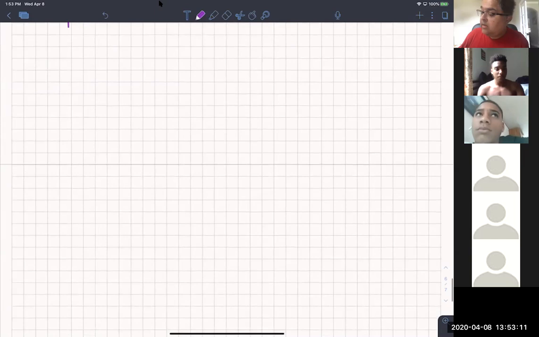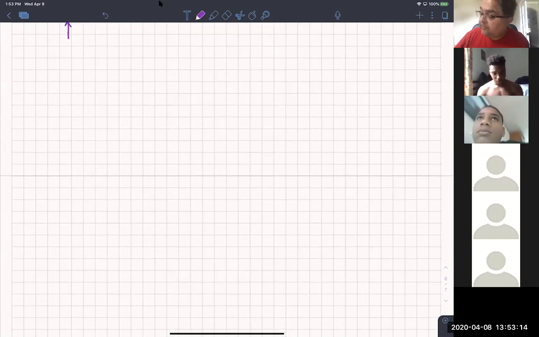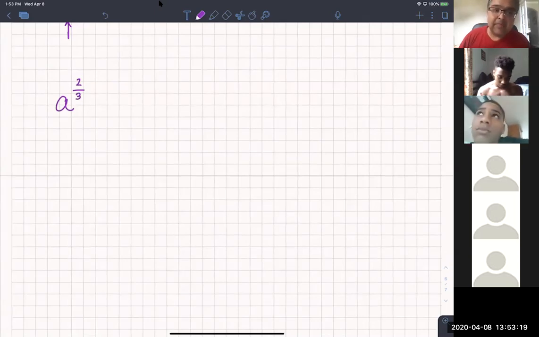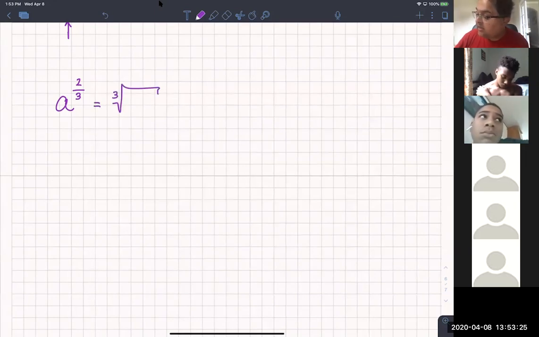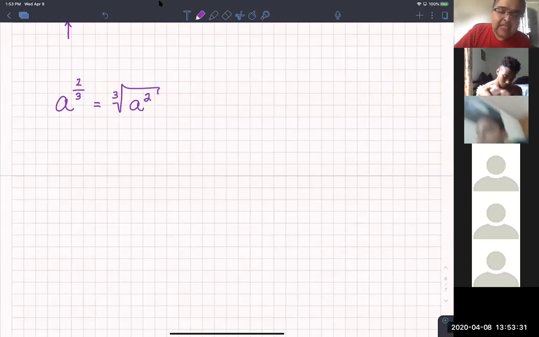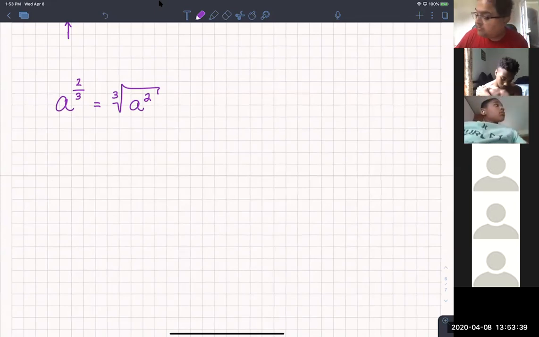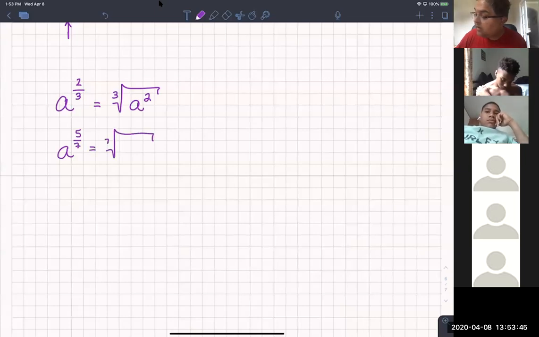Now, let's look at something like this. You can have a fraction like this, a to the 2/3 exponent. And this is the same thing as the cube root of a squared. So when you have a fraction exponent, the denominator is the index and the numerator is the exponent of the variable. Does everyone understand? Yes. Okay.